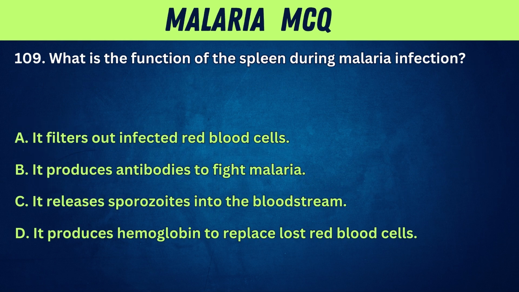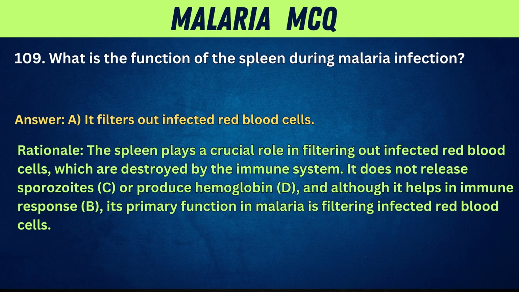109. What is the function of the spleen during malaria infection? A. It filters out infected red blood cells. B. It produces antibodies to fight malaria. C. It releases sporozoites into the bloodstream. D. It produces hemoglobin to replace lost red blood cells. Answer: A. It filters out infected red blood cells.